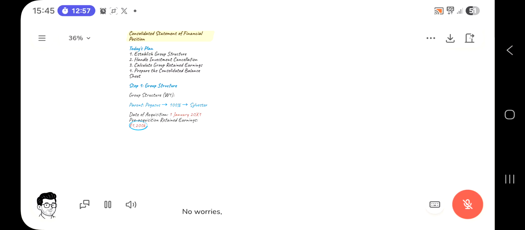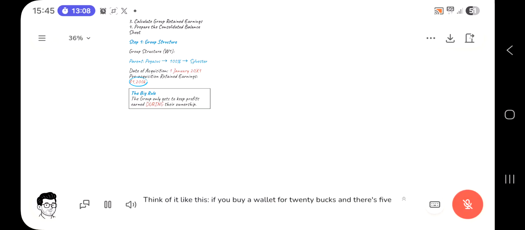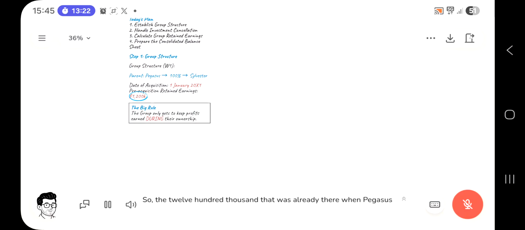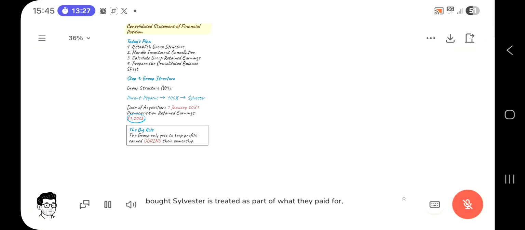No worries. This is the core logic of consolidation. Think of it like this. If you buy a wallet for 20 bucks and there's $5 already inside it, you didn't earn that $5. You just bought it. So the 1,200,000 that was already there when Pegasus bought Sylvester is treated as part of what they paid for, not profit for the group.